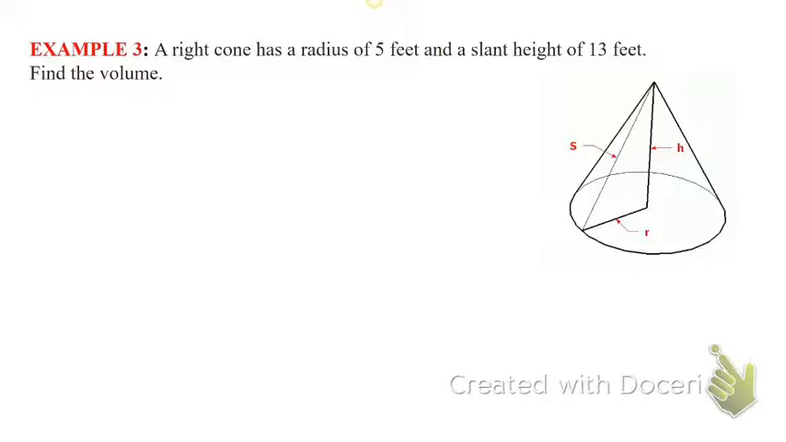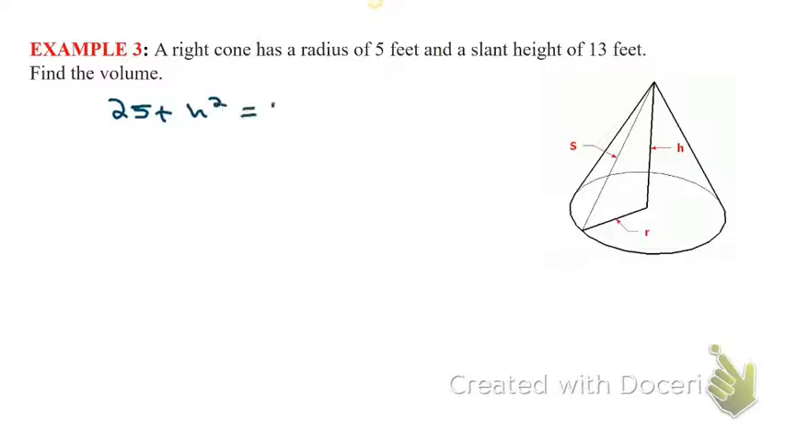Here we have a right cone that has a radius of 5 feet and a slant height of 13 feet. We want you to find the volume. Well, think about the volume formula. It's 1/3 pi r squared h. We know the radius, and we know the slant height, but we don't know the actual height, so we have to figure that out first. So let's do that.